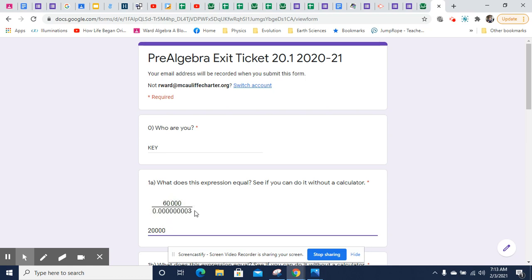So let's figure out how many places. If this were just 60,000 divided by 3, it would just be 20,000. But this is 60,000 divided by something that is a billion times smaller than 3. So that means this needs to be a billion times larger. So we're going to put a billion worth of place value on here. So 1, 2, 3, 1, 2, 3, 1, 2, 3. And there you have our new number.